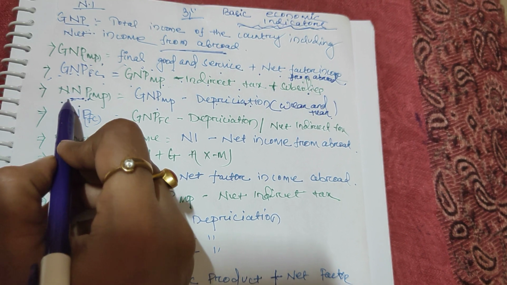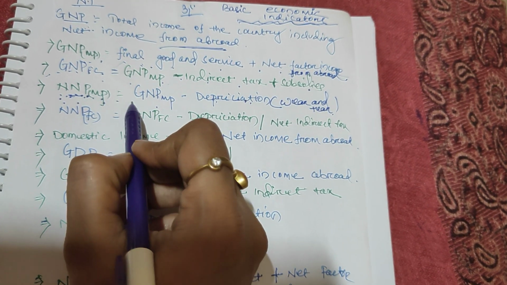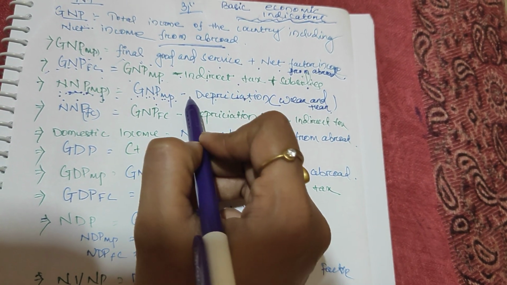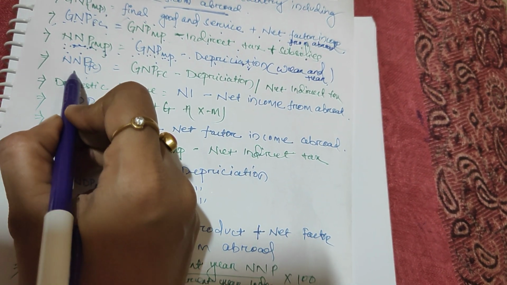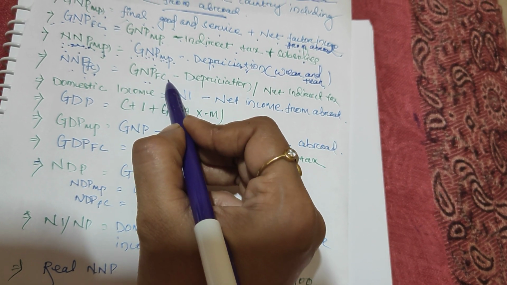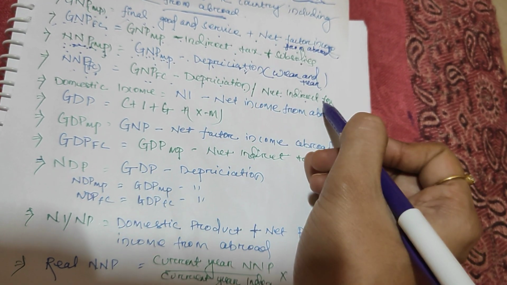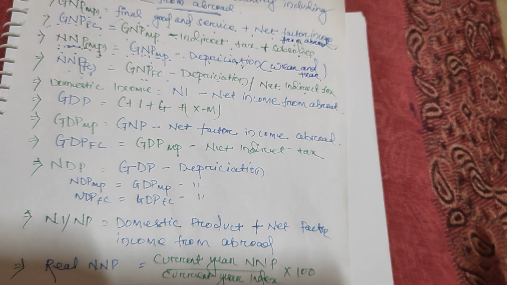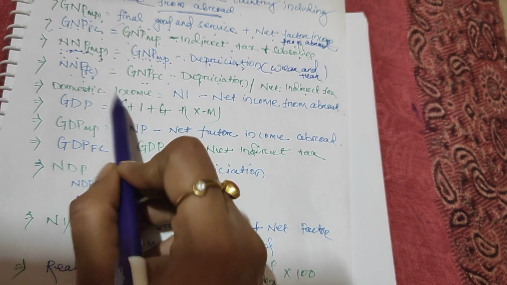Like that I write NNP MP, net national product at market price, equals GNP at market price minus depreciation. Same for NNP FC, net national product at factor cost, equals GNP at factor cost minus depreciation. You can write NNP MP minus net indirect tax also. Get it? Both are the same only.